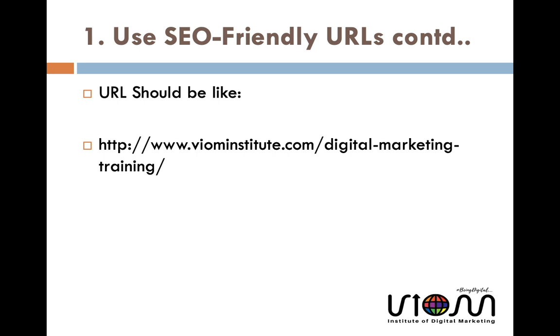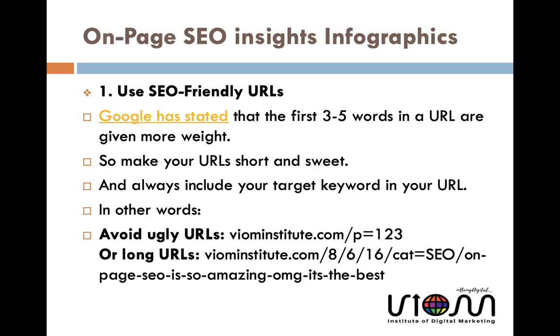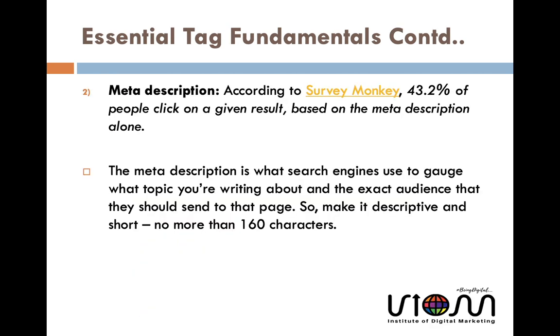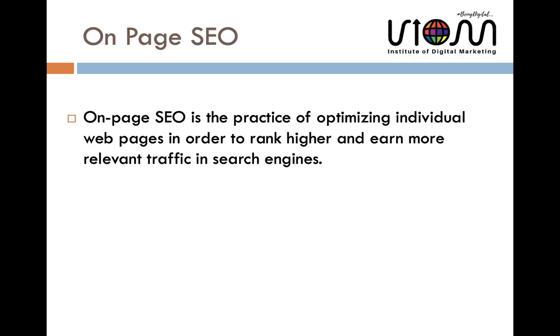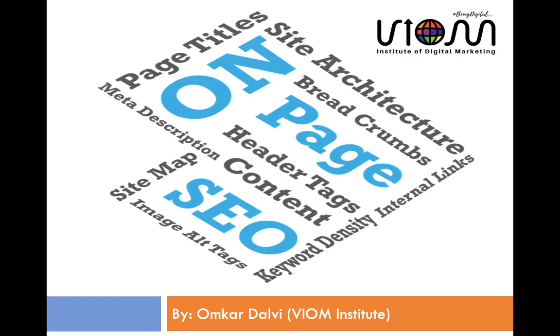Your URL should be an SEO friendly URL. Try to avoid special characters or numerics. Then tag fundamentals: you have to know your title should be between 50 to 60 characters and the meta description should be 160 characters. So just remember this 60 and 160. These all are rules for on page that you have to follow.